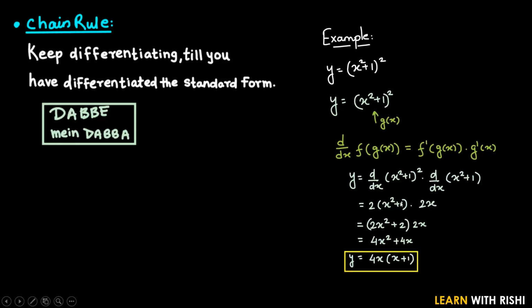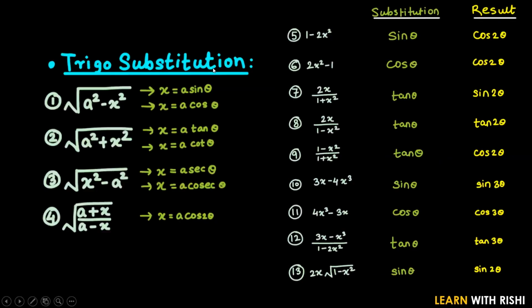So this will be 2x into 2 into x square plus 1. If you solve this, the answer comes out to be 4x into x plus 1. So this is how we solve the composite functions. Now let us come to trigo substitutions.